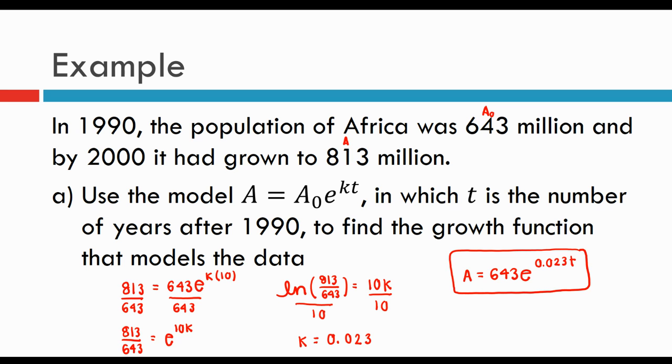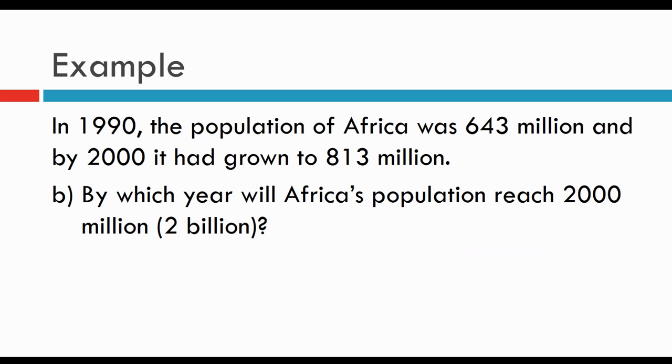So there's my model. Now that I have that model, I want to use it. It says, by which year will Africa's population reach 2,000 million, which is technically 2 billion. But I want to keep everything in terms of the millions so we can easily do this.